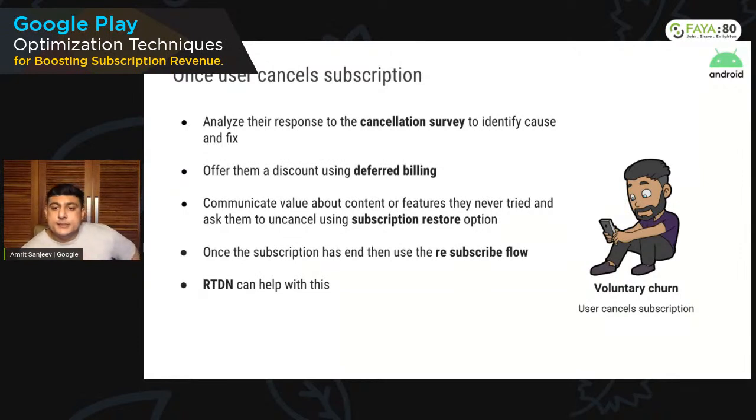One is a cancellation survey. You can run a cancellation survey, get the data, and understand why the majority of your users are canceling. Many times it could be because the cost is very high and you don't have that data. People are not complaining on your Play Store, but they're canceling because of that. It's a good data point for you. There is a feature in Play which allows you to run a cancellation survey and then get data from there.